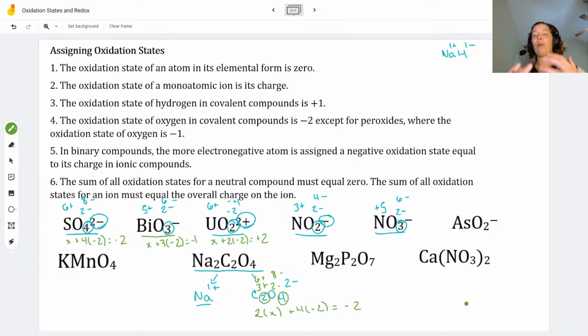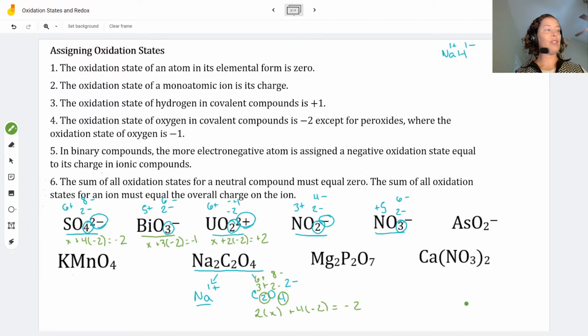I'm going to break it apart into the cation and the anion and then figure out whatever I need to figure out. Now, usually, unless you have ammonium as the cation, the cation ends up being the monoatomic ion, so its charge is its oxidation state, and then you just have to work with whatever the polyatomic anion is.